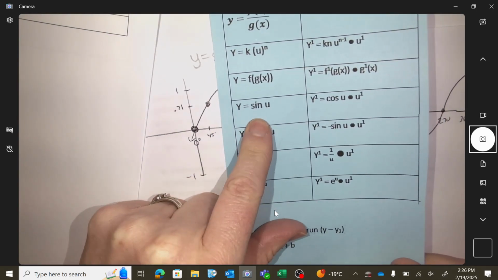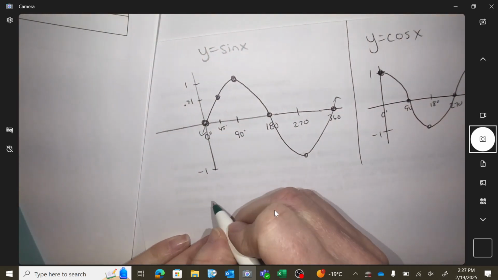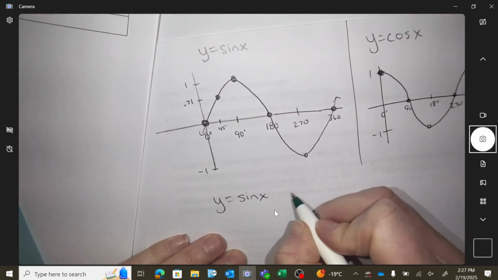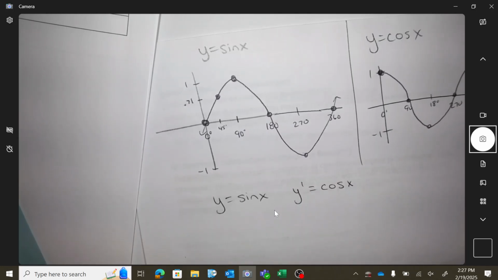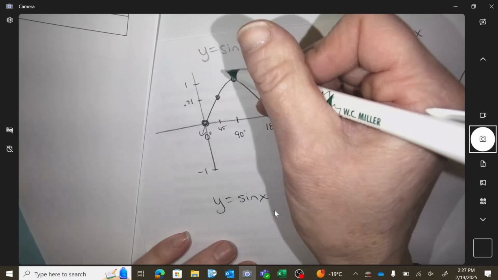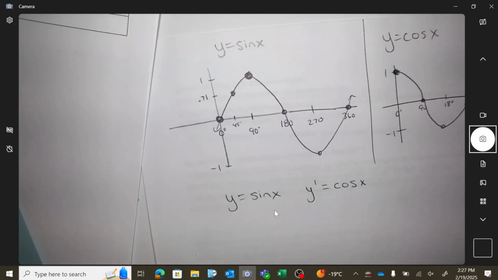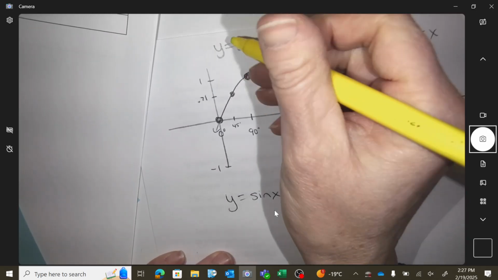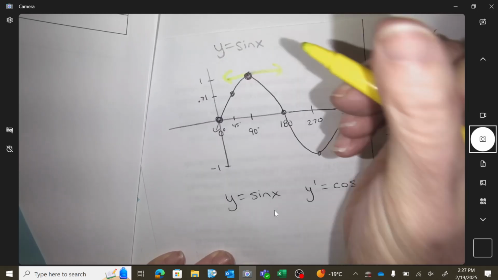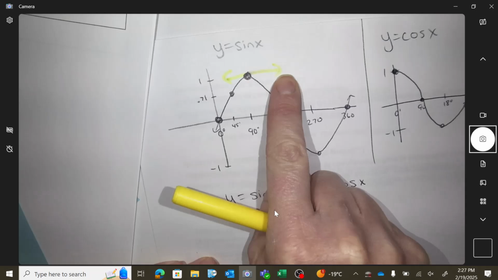The derivative of sine is cos. So if you have a sine function, the derivative is cos. Okay, so here's what it looks like. For instance, let's go to 90 degrees on a sine. Okay, how do you draw the tangent line? At 90 degrees, it would look horizontal. What's the slope exactly? 0.